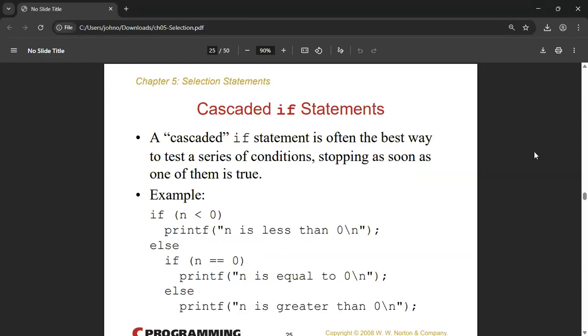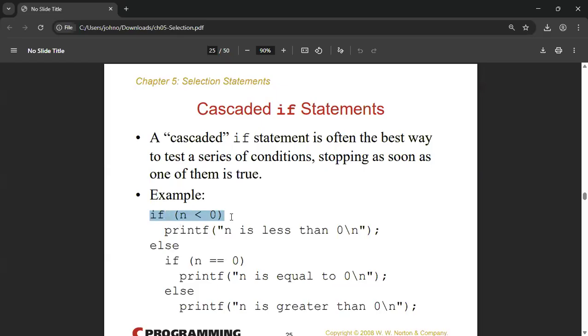Cascaded if. With cascaded if, we have if inside of if. A cascaded if statement is often the best way to test a series of conditions, stopping as soon as one of them is true.